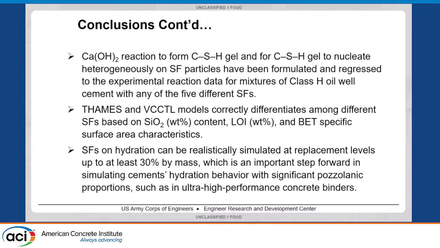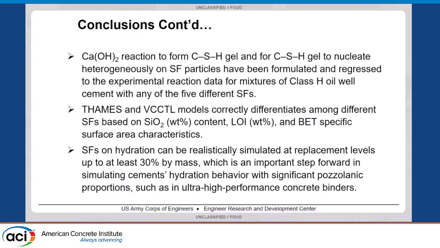And then calcium hydroxide reaction to form CSH gel took place, and CSH gel nucleated heterogeneously on SF particles, by formulating them and regressing the experimental reaction data for mixtures of this cement type with the different types of SF. This is another good one. THAMES and VCCTL models can differentiate different types of SFs based on their physical properties, so it's not bad.